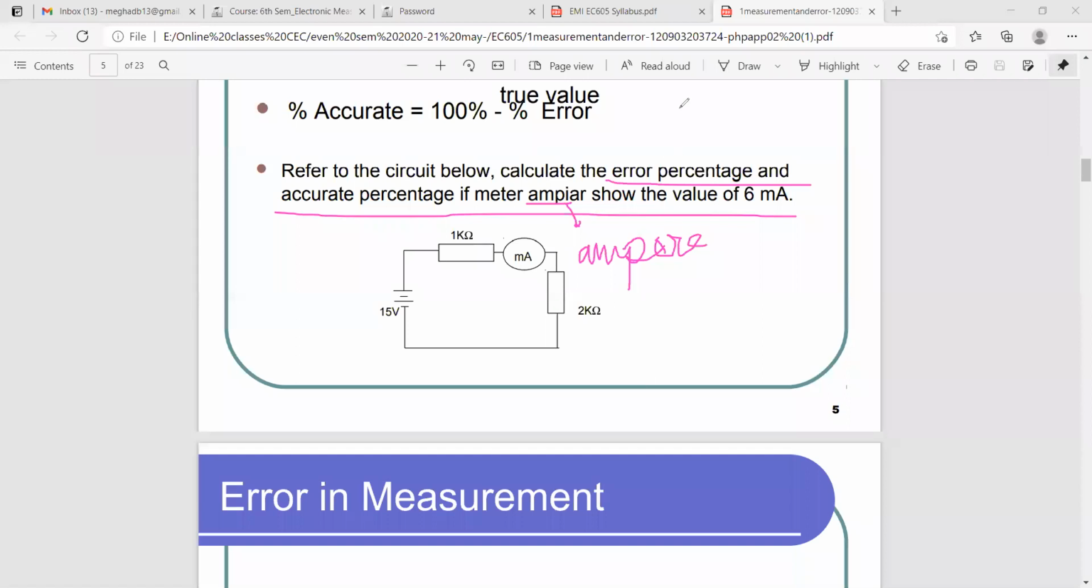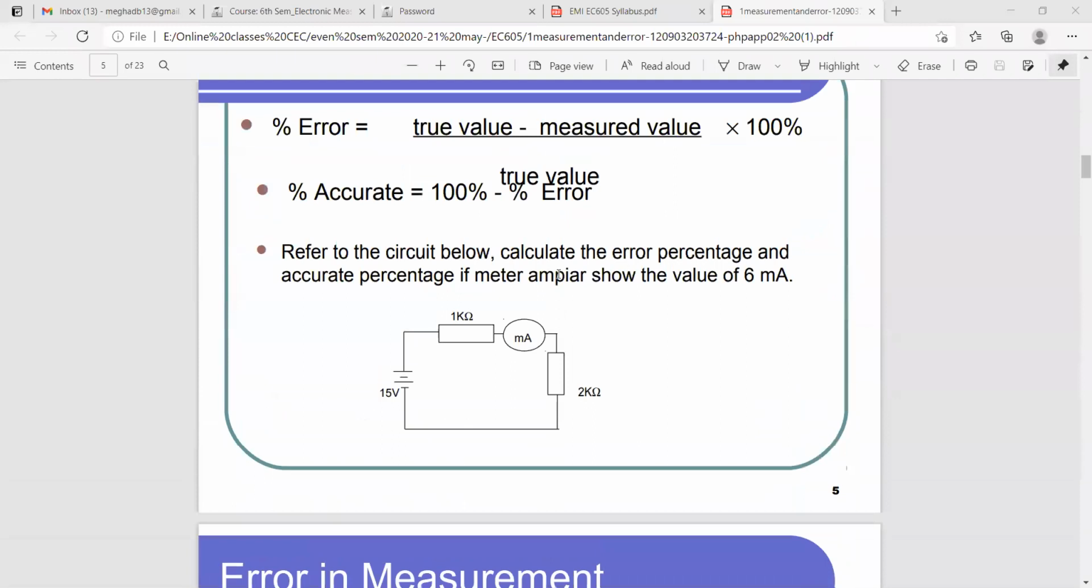Now you have to calculate the error percentage and the accurate percentage. See, if you apply this to this particular problem, then in your copy, draw the figure for this problem. Then at home, you will use this error percentage and accurate percentage, and you will tell me the answer in the next class.